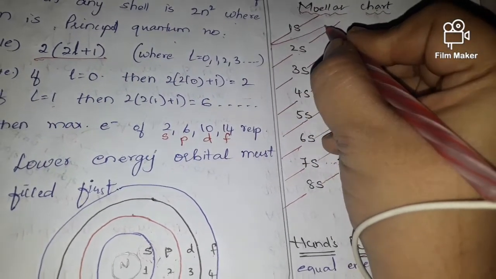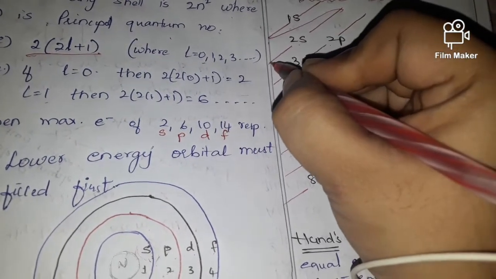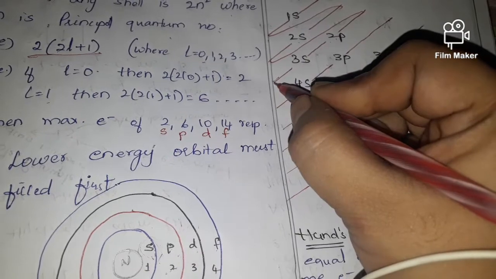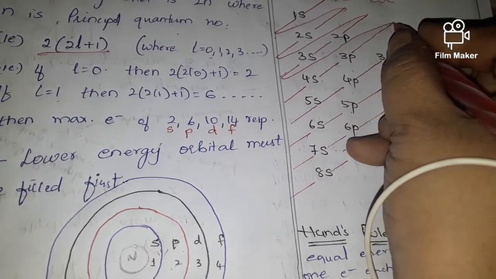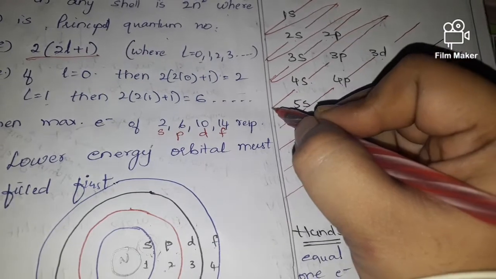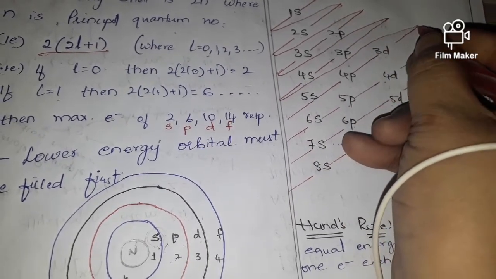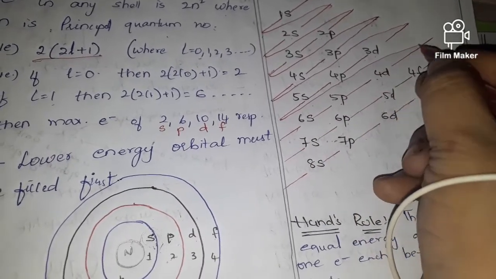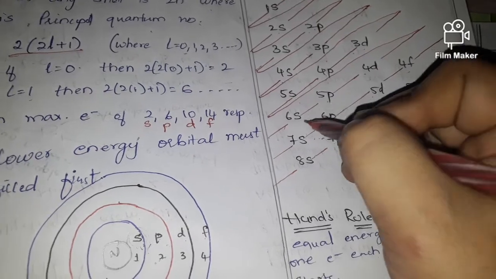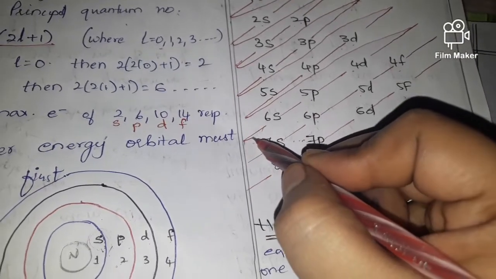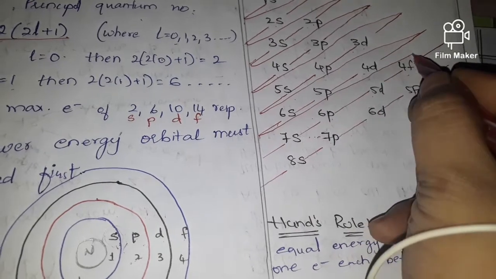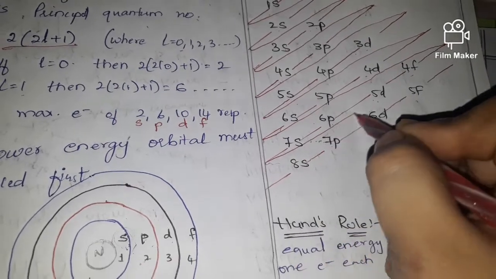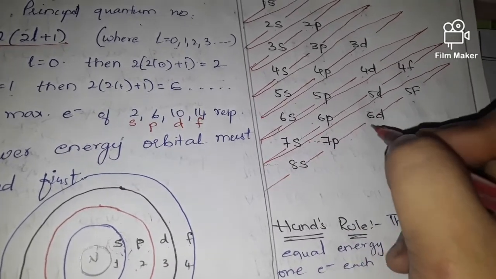1s, join it to 2s. Then come back and join it to 2p. Again come back and join it with 3p. Then come back and join it with 3d. Then come back and join 3d, 4p, 5s, and then come back to 4d. Similarly, come back again: 4d, 5p, 6s, then join it as 4f. Then 4f, 5d, 6p, 7s, then join it as 5f. Then you will come back with 5f, 6d, 7p, 8s.